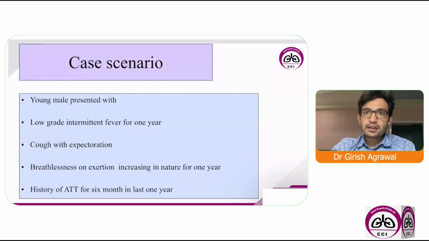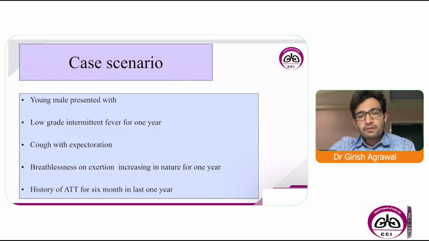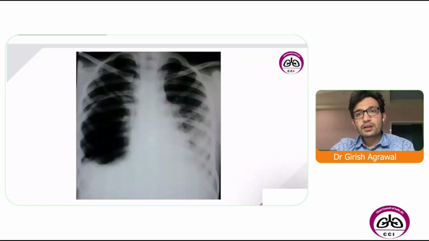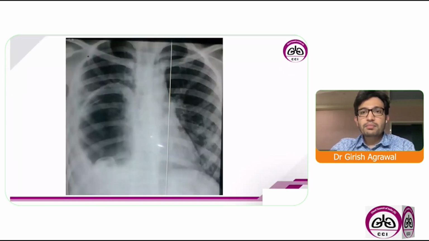So, hydatid lung disease. This is a case scenario of a young male who presented with low-grade intermittent fever for a year, cough with expectoration, and breathlessness on exertion which was increasing in nature. Before he came to us, he was started on ATT, which he took for 6 months. We reviewed his serial X-rays, and this X-ray showed some hyperlucent area on the right side and some opacities on the left side. This was the X-ray on presentation.